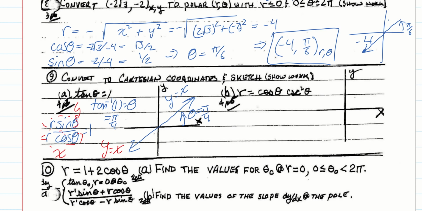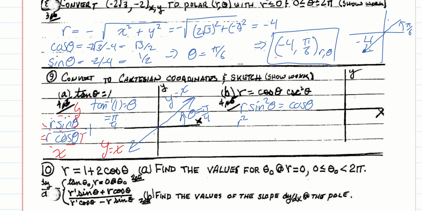So we have r equals cosine theta, cosecant squared theta. Go ahead and get this all in terms of sines and cosines. So I'll divide by the cosecant squared, which means I'm going to have sine squared over here. So we'll have r sine squared theta equals cosine theta.